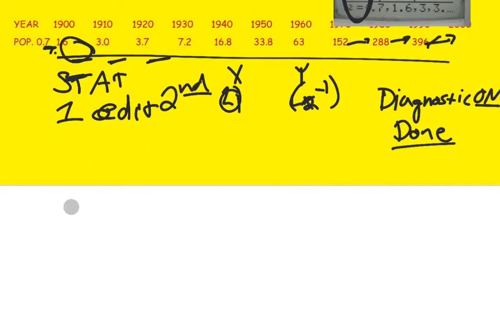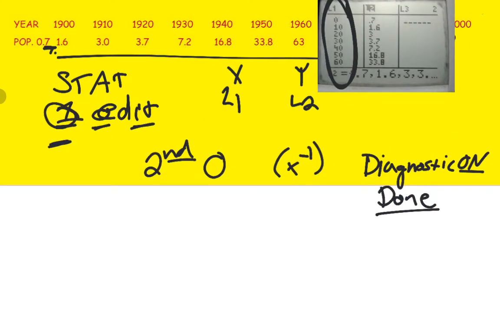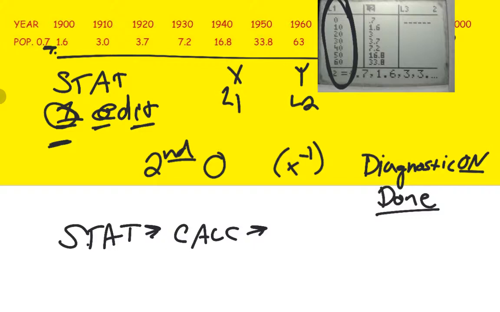Now that our diagnostics are on, we need to run a linear regression. Or not a linear regression. This is not a linear regression. It said it was an exponential regression. So in your calculator, hit Stat again. You're going to go over to Calc. And then you're going to go down to exponential regression, which is 0. And you're going to run it.